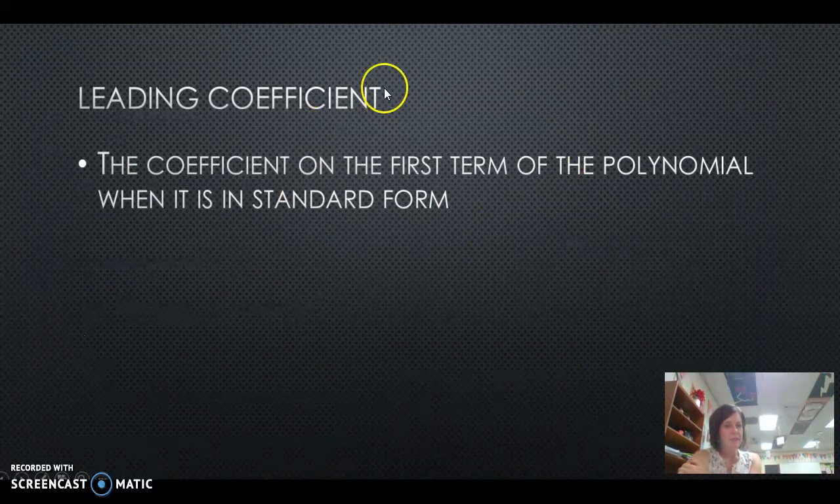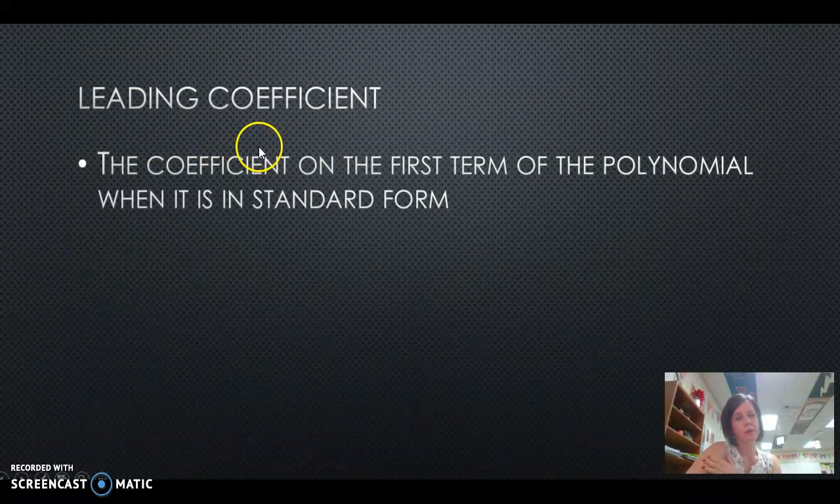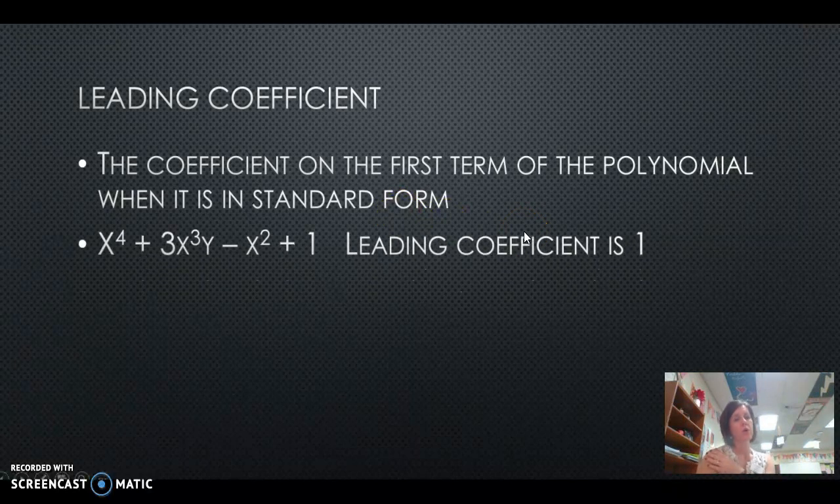And then I think this is the last vocabulary word that we're going to look at for this today, and it's called the leading coefficient. The leading coefficient is the coefficient on the first term of the polynomial when it is in standard form. So this previous polynomial that I gave you before, x to the 4th is the first term, and it's in descending order in standard form. And our coefficient right here would be an understood 1. So the leading coefficient is 1.